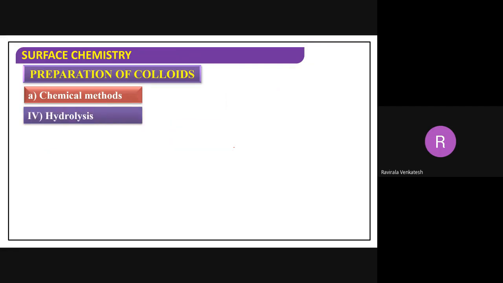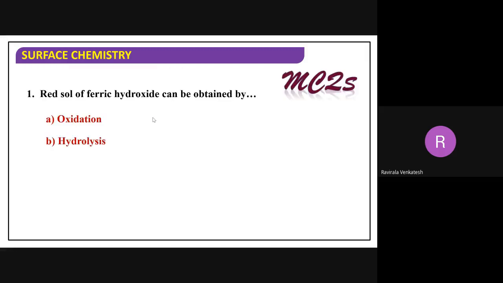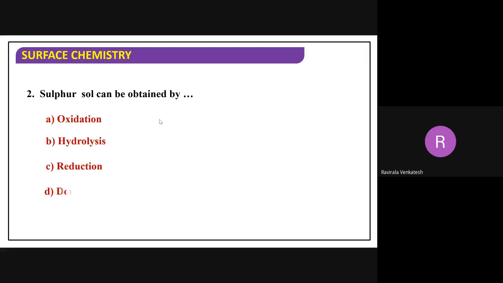Next, the hydrolysis method. What is hydrolysis? Generally, the addition of water is called a hydrolysis reaction. Now if you take FeCl3 reacting with water, undergoing a hydrolysis reaction, it gives iron hydroxide sol. This iron hydroxide sol can be called a colloidal sol by hydrolysis. So ferric chloride converts into ferric hydroxide in the hydrolysis process. Sulfur sol can be obtained by oxidation, because H2S converting into sulfur, -2 converting into 0, is called an oxidation process.